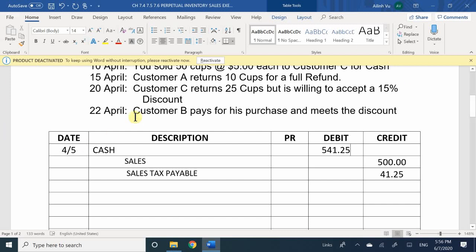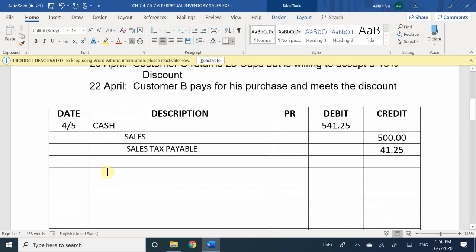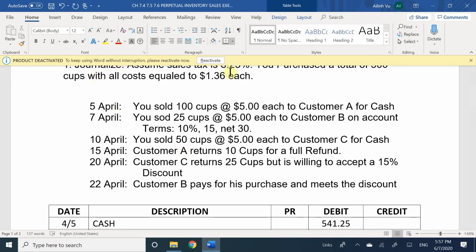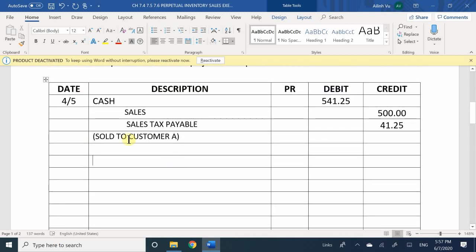Now, because we're using perpetual inventory, what is the next thing that we need to include? We need to include the amount that we're going to be taking out of our inventory, which in this case is our cups. Now, first, I'm going to recognize that I sold to customer A. And then I need to make sure that when I do my cost of goods sold, how much stuff am I taking out of inventory? So here I recognize that I sold 100 cups and it cost me $1.36 for each one.